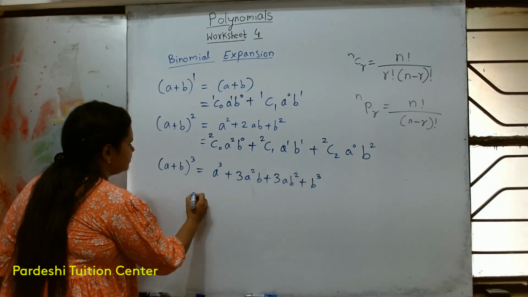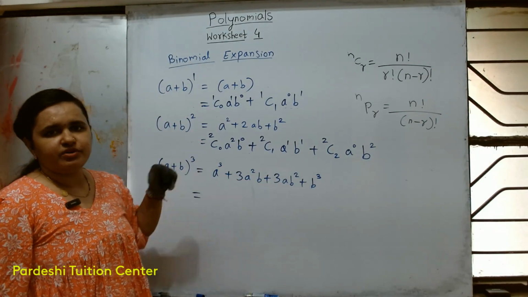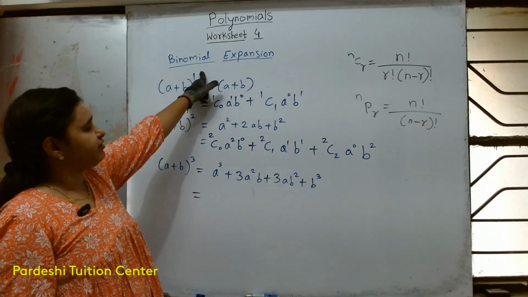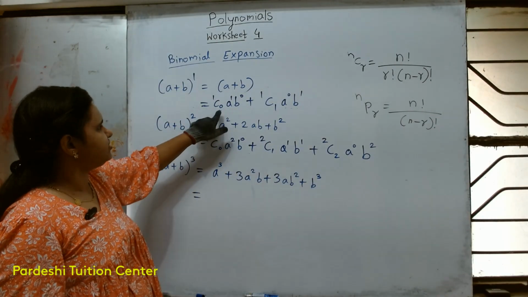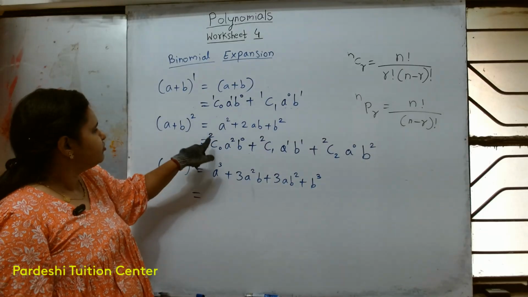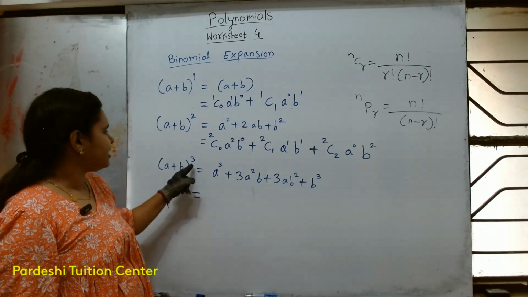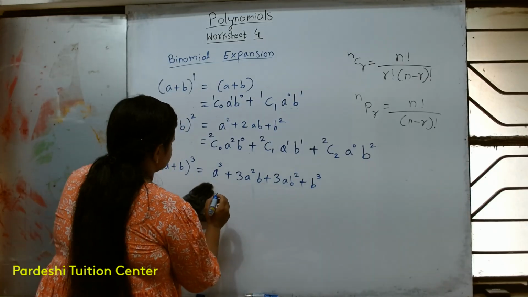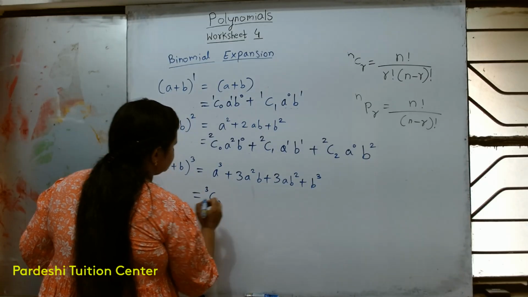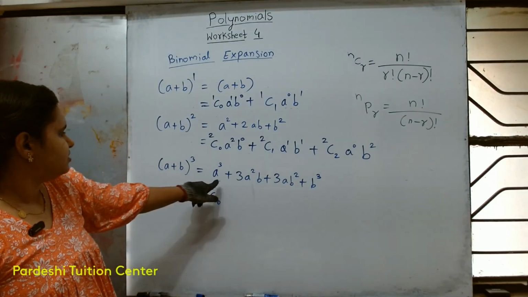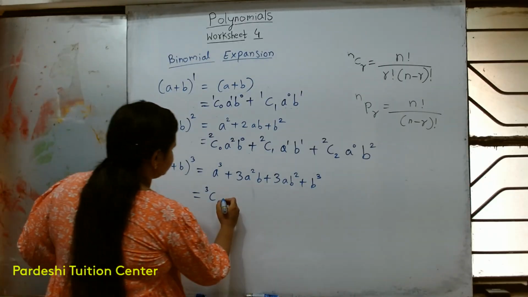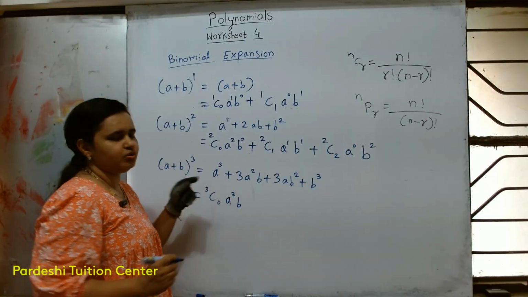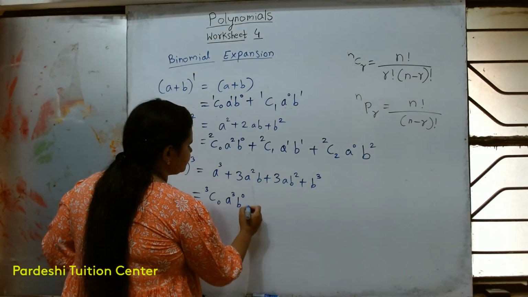Now for (a plus b) cube, can we write it? We have written that if the power was 1, we wrote 1c0. If the power was 2, we wrote 2c0. Now if the power is 3, we can write 3c0. Okay. Now a cube, so we will write a cube, and is b present here? No. So it will be b to the power 0.